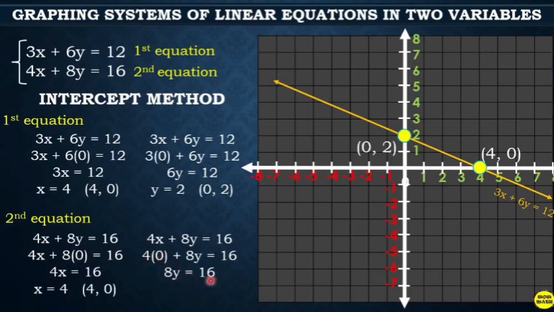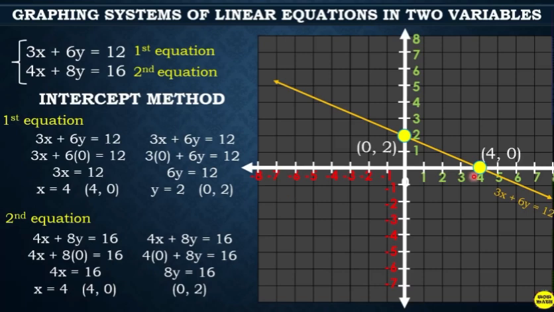So, divide both sides by 8. So, 16 divided by 8, that is 2. Okay? So, therefore, y is equal to 2. Hindi ko po nalagay. So, our y-intercept is y is equal to 2. So, by writing it into ordered pair, we will have (0, 2). Okay? So, let us plot the points.